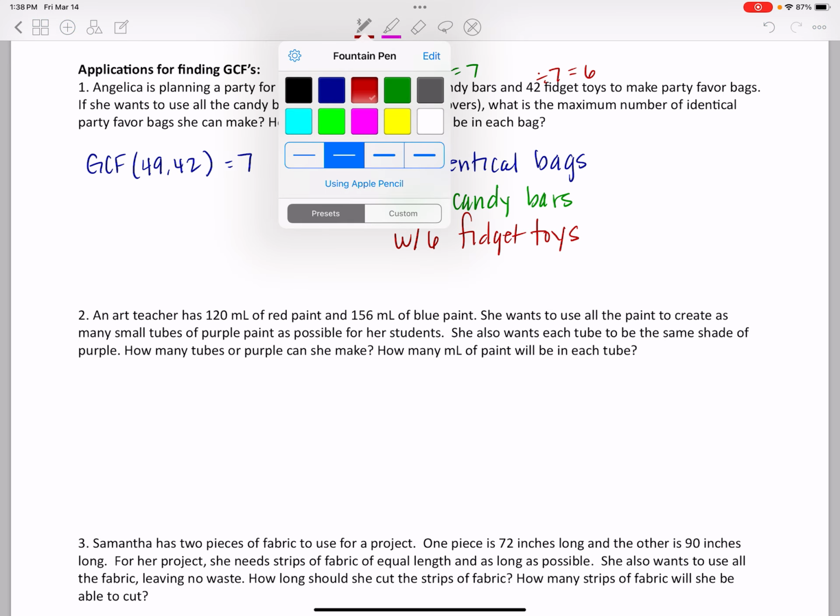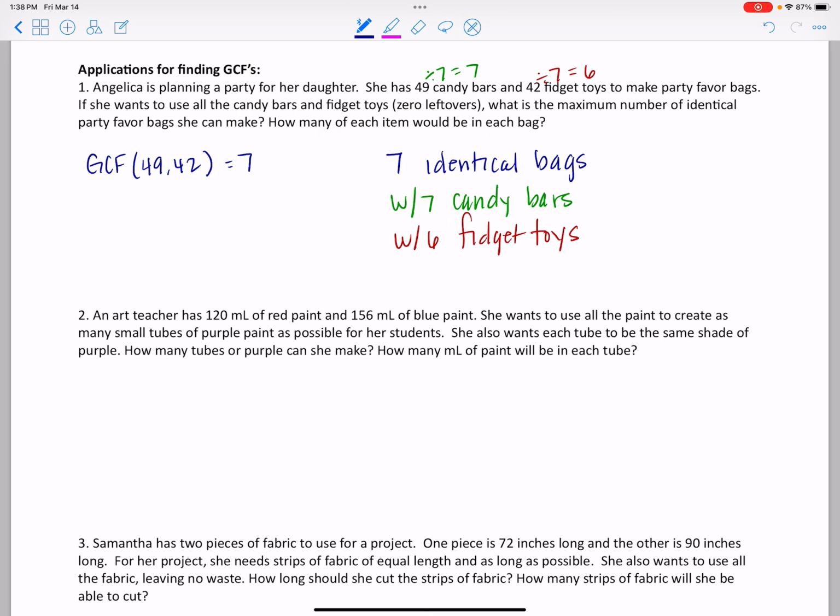And now we've got our answer. So we're dividing into 7 equal bags. They're going to be identical. We're going to have exactly 7 candy bars in each bag, exactly 6 fidget toys in each bag, so each bag has exactly 13 items and the same amount of items.